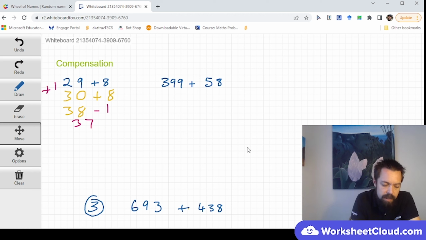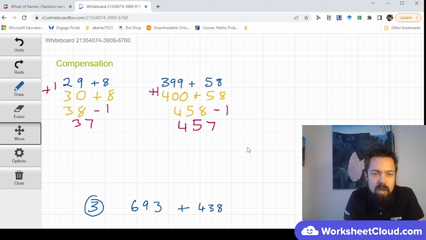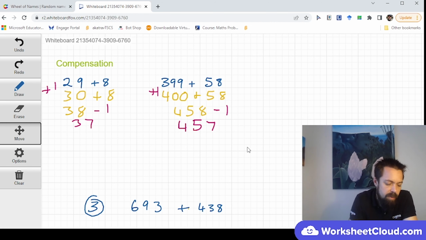If I look at the next one, I notice that 399 is close to 400. And 400 plus 58 is 458. But I also added 1 over here, and that means I need to subtract 1 over here. So my final answer is 457. Okay, that's the compensation method. I'm going to rub both of those out.